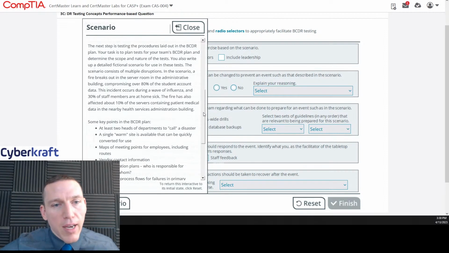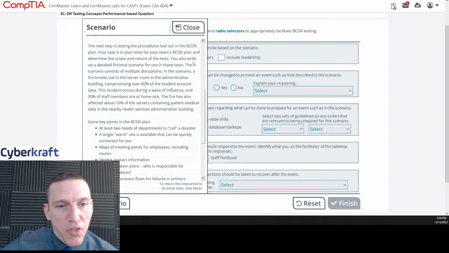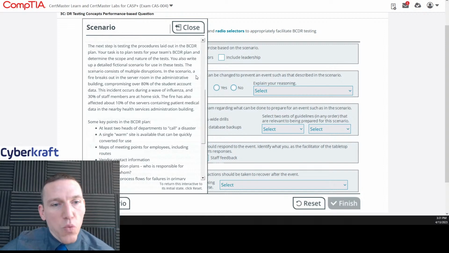Pretty straightforward. Next step is testing the procedures laid out in the BCDR plan. Your task is a plan test for your team's BCDR plan and determine the scope and nature of the test. You also write up a detailed fictional scenario for use in these tests. The scenario consists of multiple disruptions. Okay, now this is going to be important.